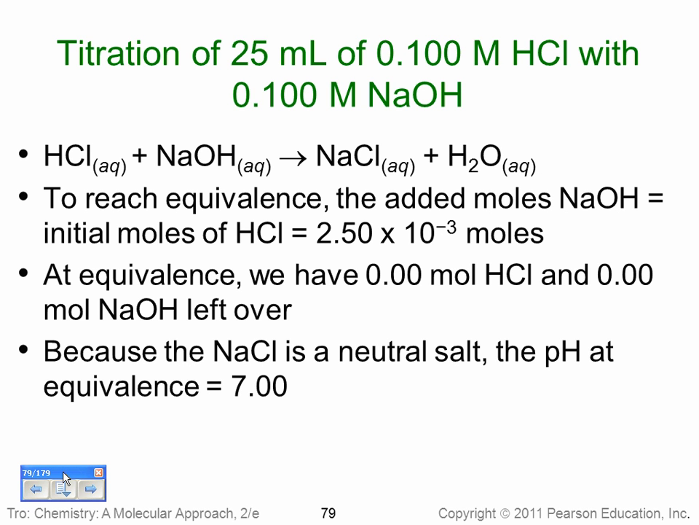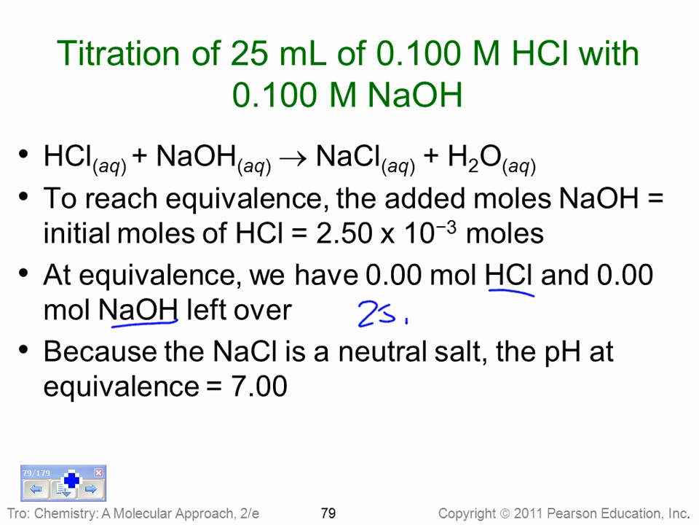So we keep adding and we keep adding. We go back to our stoichiometry, go back, calculate, until we get to what we know is the equivalence point. At the equivalence point, because, as I said, this is a strong acid and a strong base, there's no calculation to do. I know it's going to be pH 7. What I do need to know is when it's going to happen.